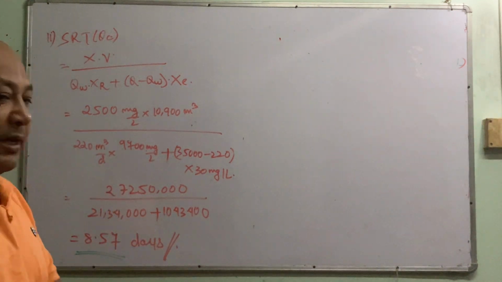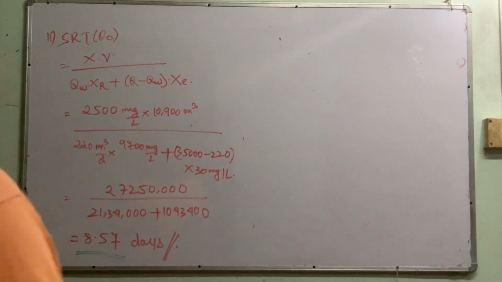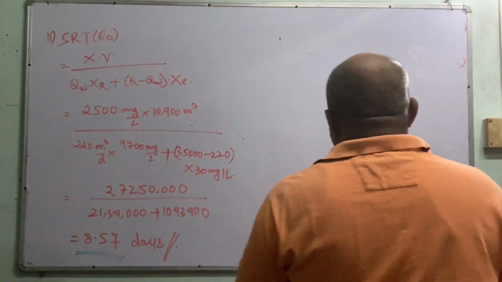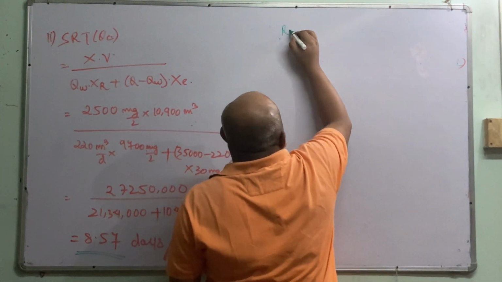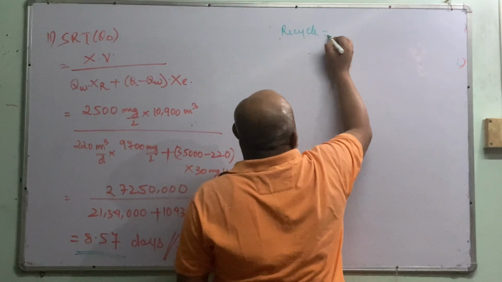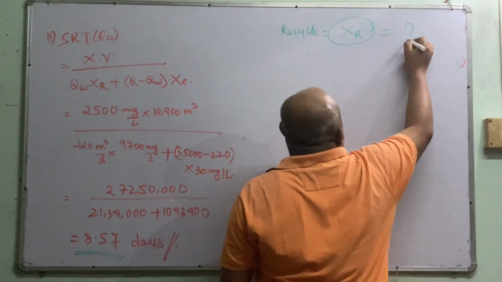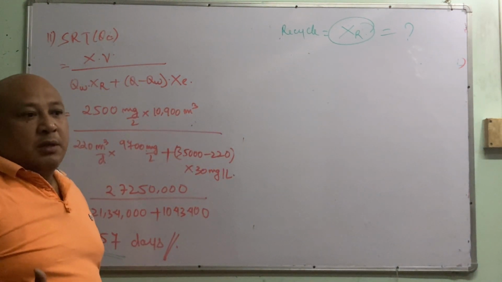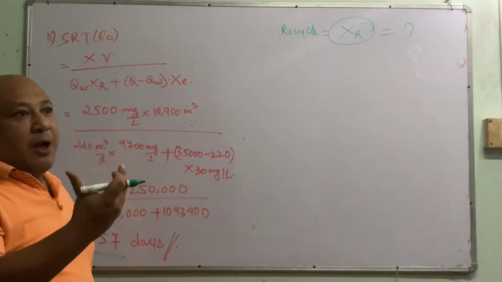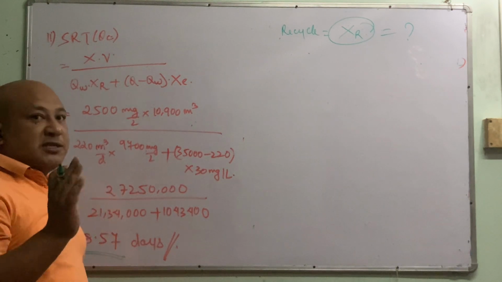Now, another thing we discussed, sir, is what should be the concentration of the sludge that we want to recycle? If you want to recycle the sludge, what should be the value of XR? This is a very, very important question. How much should we concentrate? Because the moment it comes down, we are going to make it stay for around 8.57 days, but what should be the concentration?